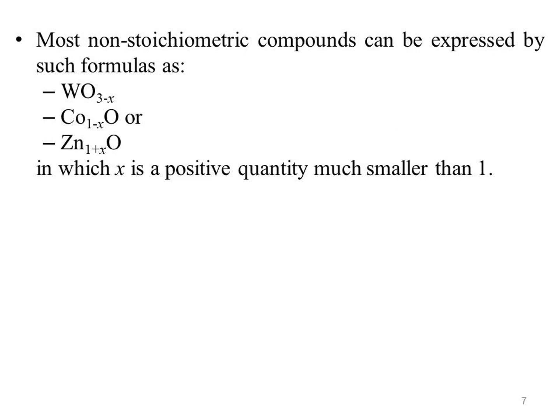Most non-stoichiometric compounds have compositions that are close to those of stoichiometric compounds and can be expressed by such formulas as WO3-x, Co1-xO, Zn1+xO, in which x is a positive quantity much smaller than 1.